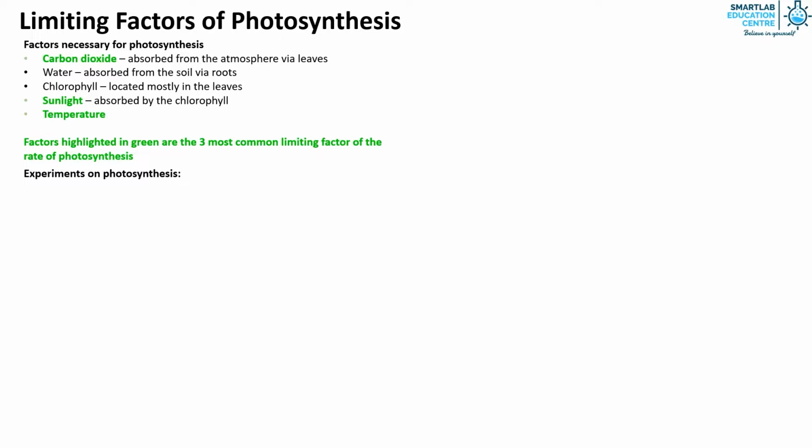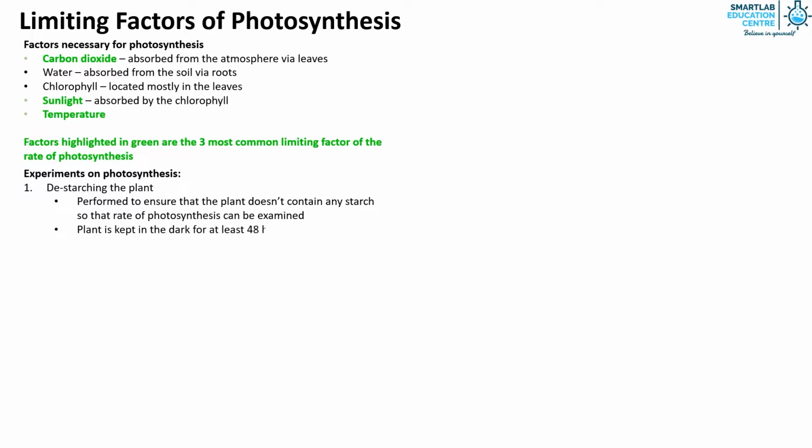The de-starching of a plant is performed to ensure that the plant doesn't contain any starch so that the rate of photosynthesis can be examined. The plant is kept in the dark for at least 48 hours. In the absence of photosynthesis, all the starch stored in the leaves will be converted to sugar and used up.